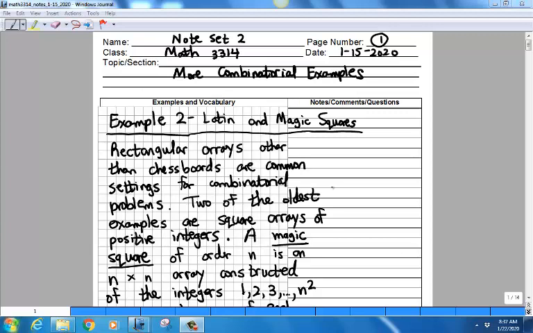So let's look at a second big example here. Rectangular arrays, right, are like chessboards. They are common settings for combinatorial problems, but we don't have to restrict ourselves to chessboards, okay? So we often look at other types of rectangular arrays, okay? And so here's a couple of famous examples where we build grids, rectangular arrays, but we're going to fill them up with numbers, okay? But of course, we put some restrictions on, some conditions on how we put the numbers into the grid, right, into the array, okay?